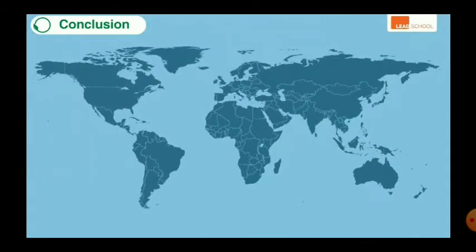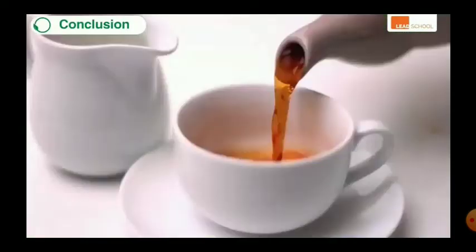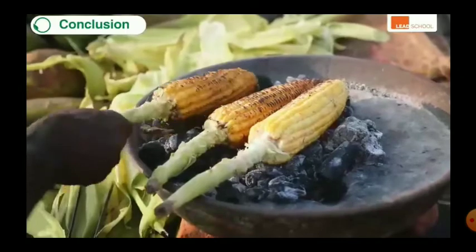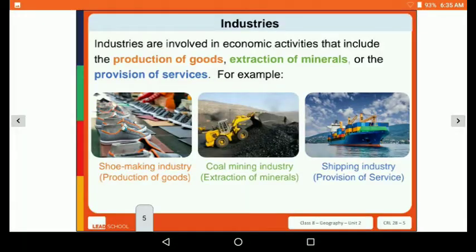So today, we explored the major crops that are grown around the world. The next time you eat rice, drink tea, or have corn, remember how it grows and where it may have come from. So students, our next topic is industries.